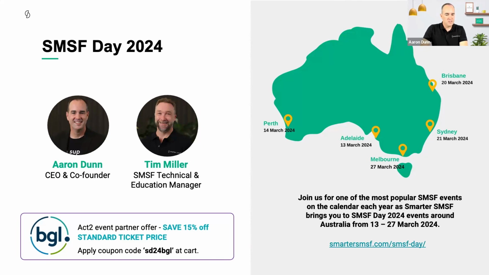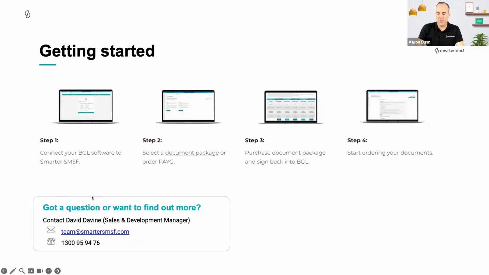And I guess, Jeevan, just to wrap things up, if people have any questions about getting started, you can go into your software and get started. You can simply order, choose a document package, if the subscription is right for you, and then literally get underway. And if you've got any questions, you can get in contact with us at the Smarter SMSF.